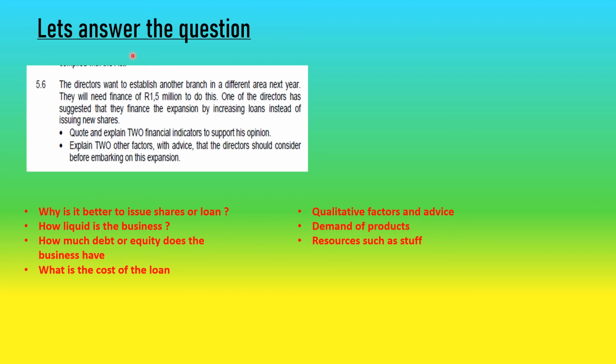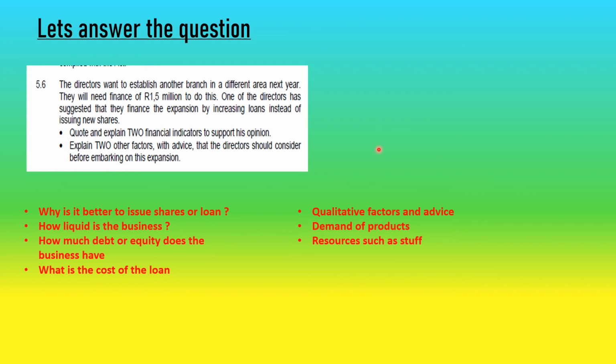Also, the question further tells us to explain two other factors with advice that the director should consider before embarking on this expansion. So these are what we call qualitative factors. So these have nothing to do with numbers, but these are other factors that would influence a business decision. So remember, they want to open up a new branch in a new area next year. So firstly, you should be able to see that it's a new area. So is there a demand in that area for a product?